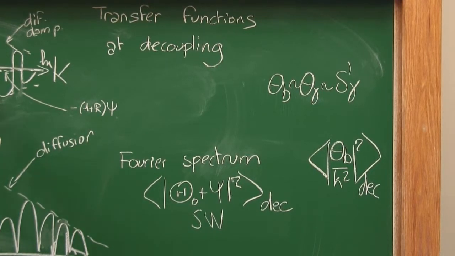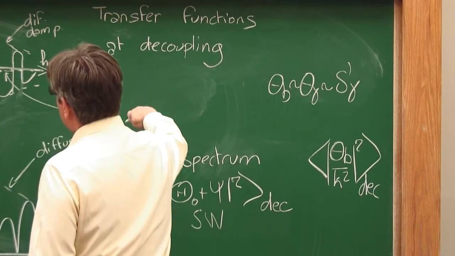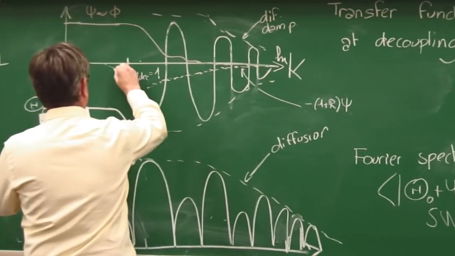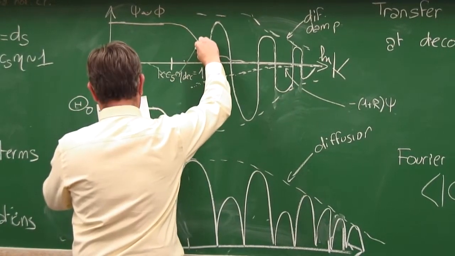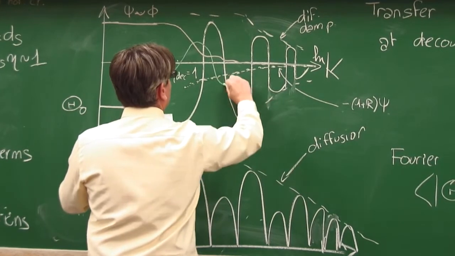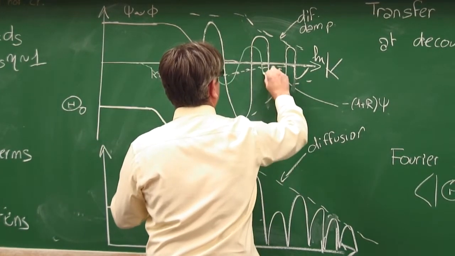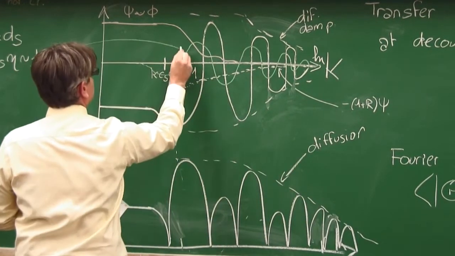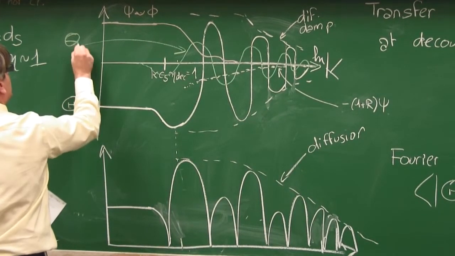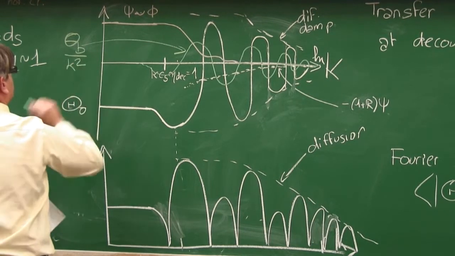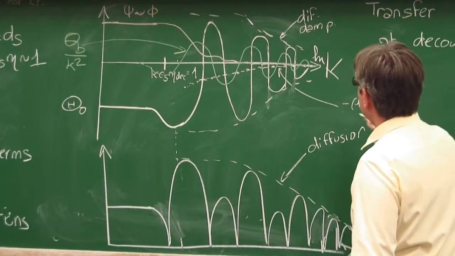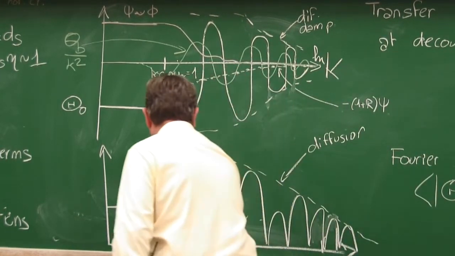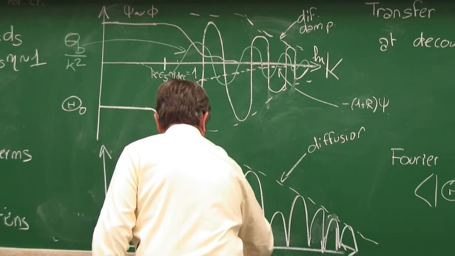So for the velocity, I will find some oscillation centered on 0 and out of phase with those oscillations. So they will look like this. Okay, and I try to put them always out of phase. And there is also diffusion damping here. So this is a transfer function of theta b over k squared. And the Doppler term will come from the square of this quantity. The square appears in the Fourier spectrum. So I have to take a contribution like this.